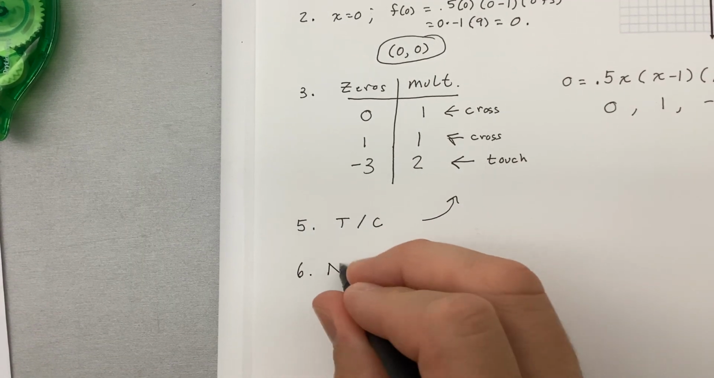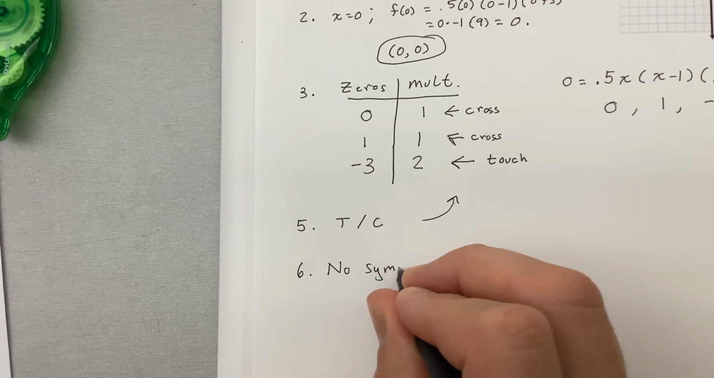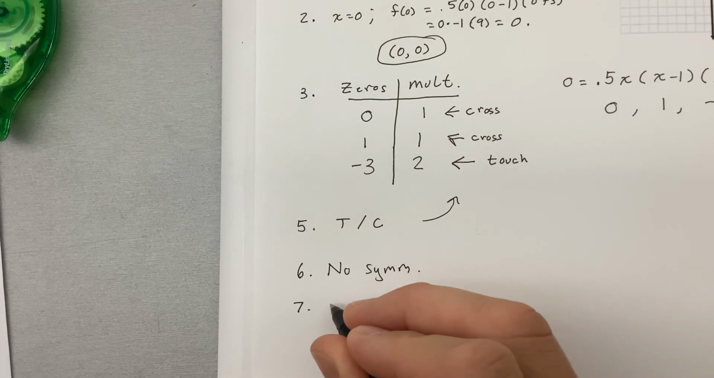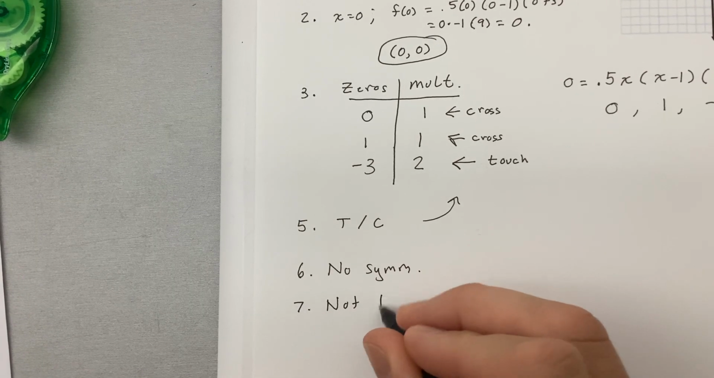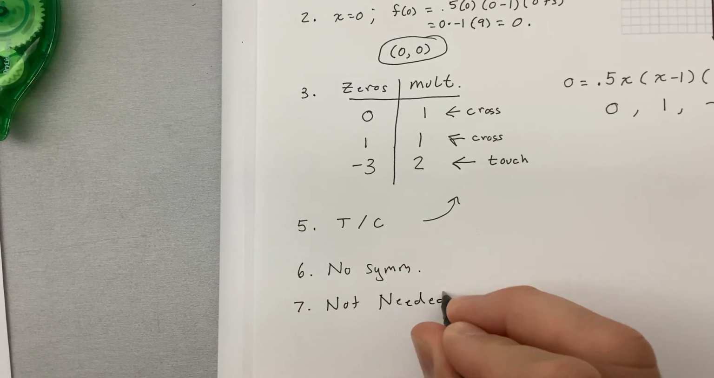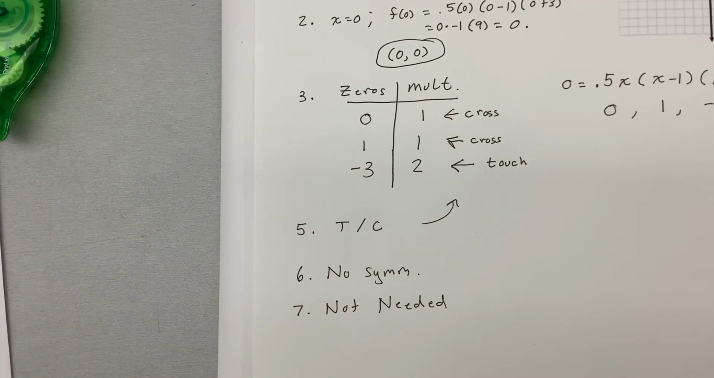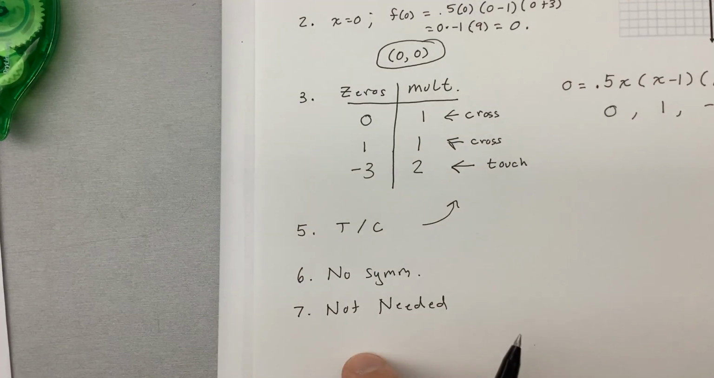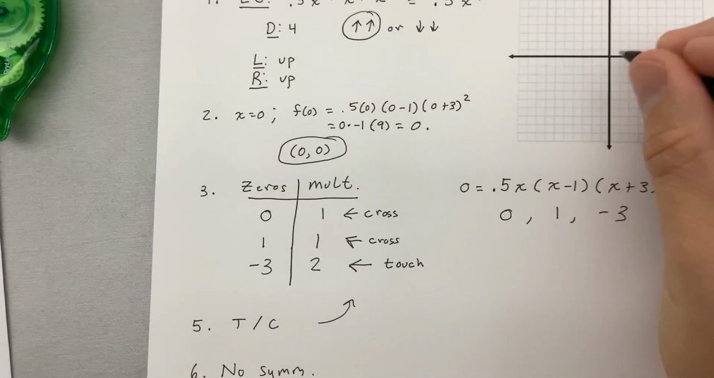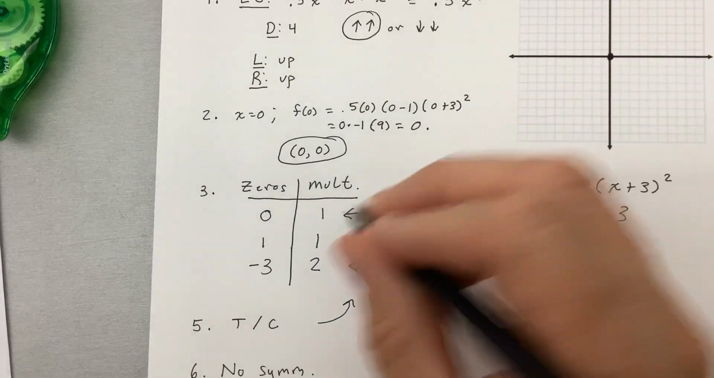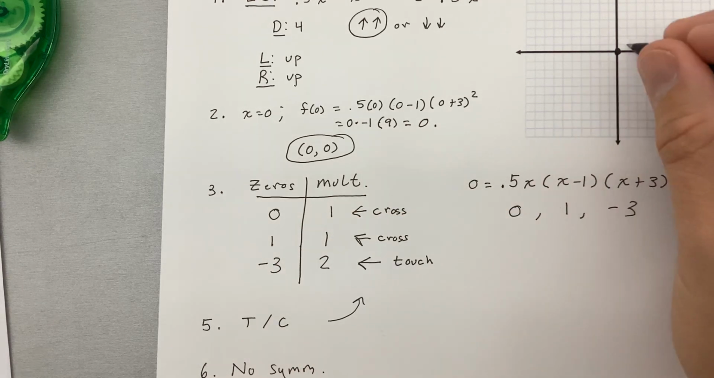6, there is no symmetry here. And 7, I don't think it's needed. You're going to get to the point where you don't even need this checklist. I mean, it's provided to you to kind of help you get started, but you just kind of know what you're looking for. Yeah, got it all. We're good to go. 0, 1, and negative 3.